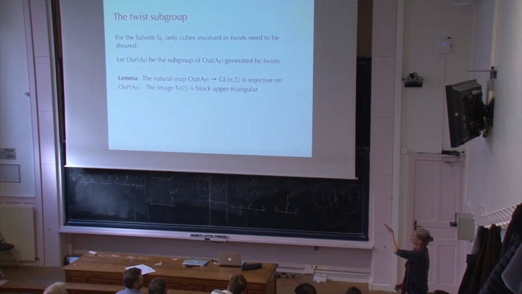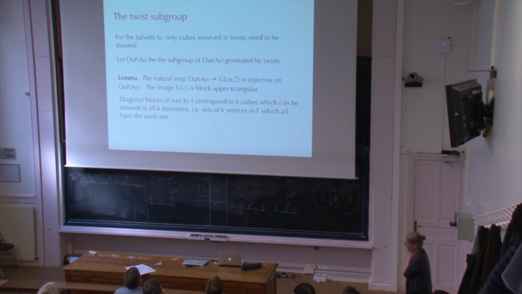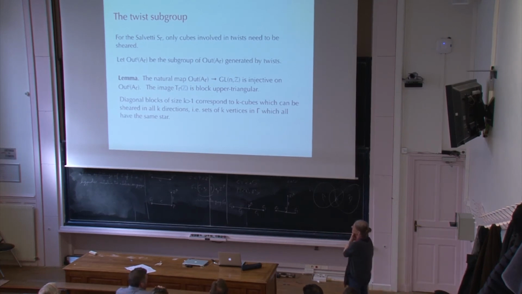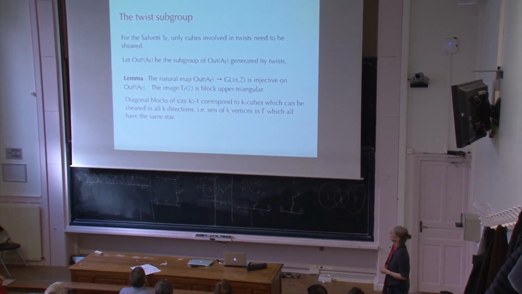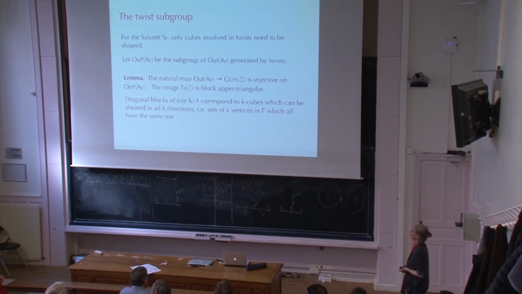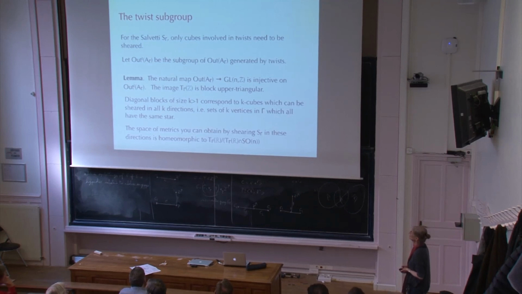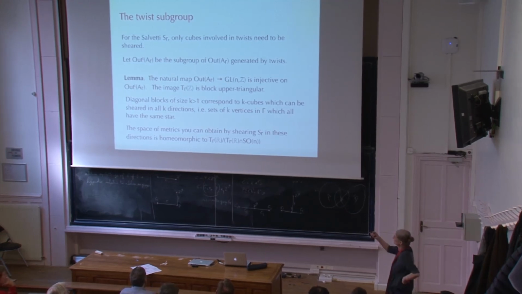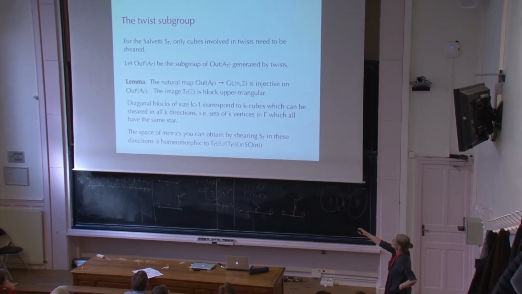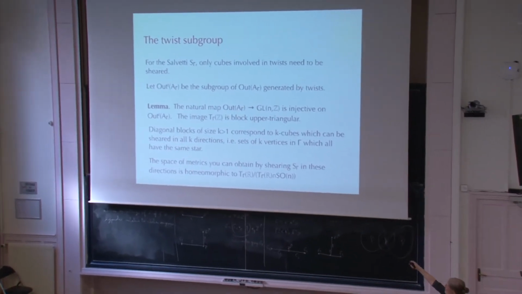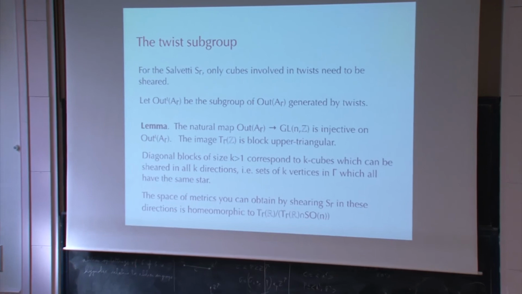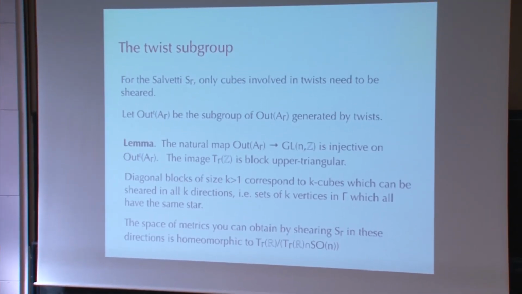And in fact, what it looks like is a block upper triangular group. Diagonal blocks correspond to k cubes, which can be sheared in all directions. That corresponds to sets of k vertices that all have the same star. And the space of metrics you get by shearing in these directions is homeomorphic to the real points of the image modded by the real points intersected with SO(n). So let me do the example here.